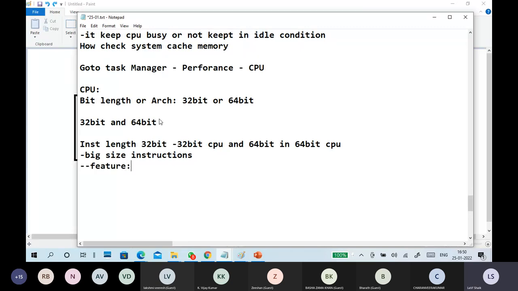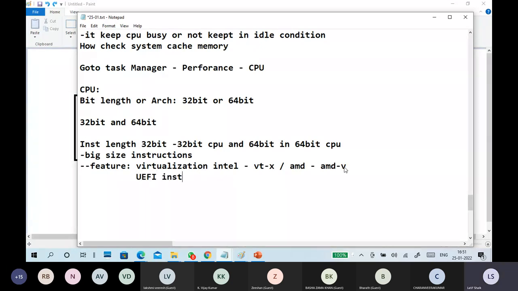Anyway, when it comes to 32 bit and 64 bit, there are certain features. Why does 64 bit have certain features? For example, hardware virtualization. Intel or AMD virtualization is there. Intel VT-x feature, AMD-V feature. Virtualization feature is there.